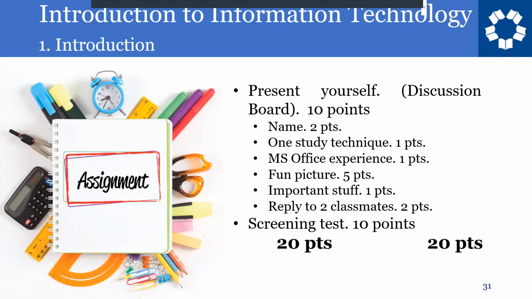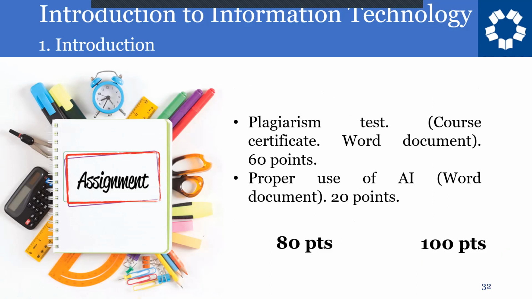Okay. For the first chapter, you have 2 activities. You have a plagiarism test. You have a course with 6 modules, which you have to finish and approve. Each approved module is going to be 10 points. And you have a Word document, 20 points.